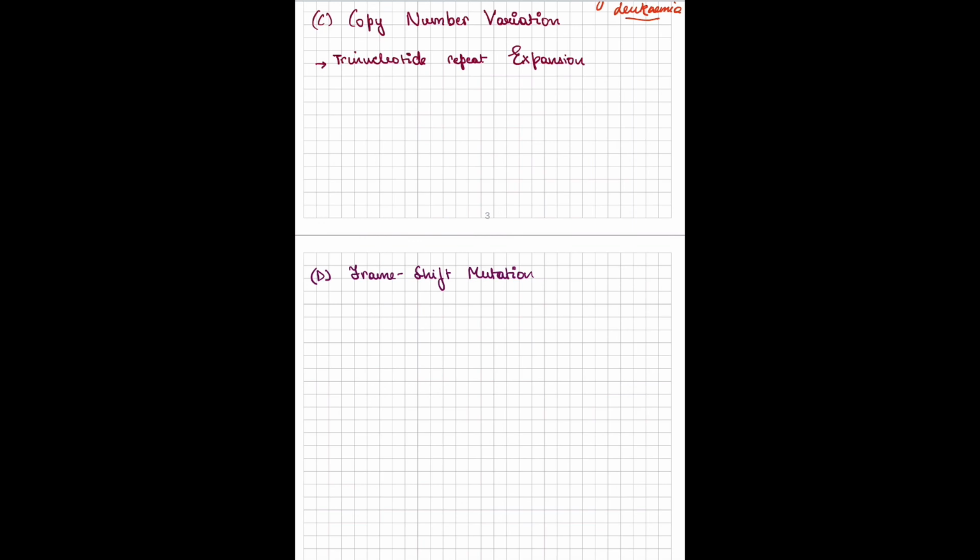So the third type of mutation is copy number variation. An example of it is trinucleotide repeat expansion. What is the meaning of trinucleotide? 3 base pairs. Repeat is repetition. So 3 base pairs are repeated again and again.